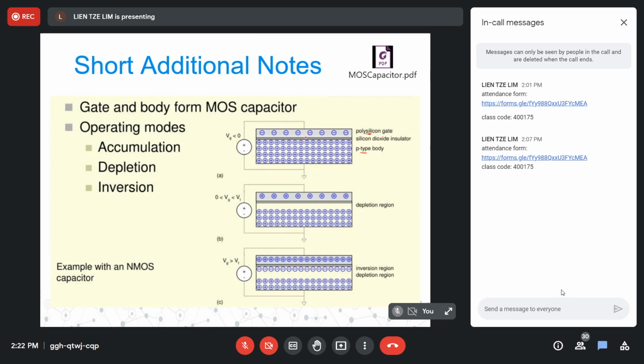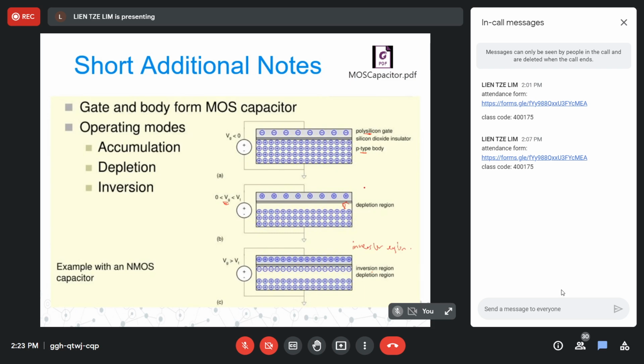If the input voltage starts to increase to above zero but below the threshold voltage, there is a positive charge here, and you see a depletion region. When the input voltage increases higher than the threshold voltage, there will be more positive carriers at the gate, and these attract the negative carriers towards the gate. Here you see the negative carriers. We call it the inversion region, so this is called the inversion operating mode.